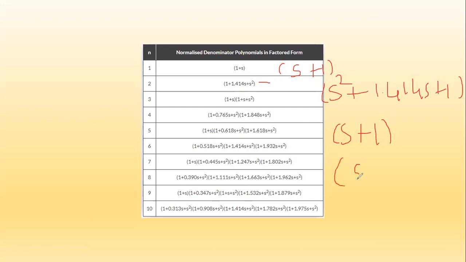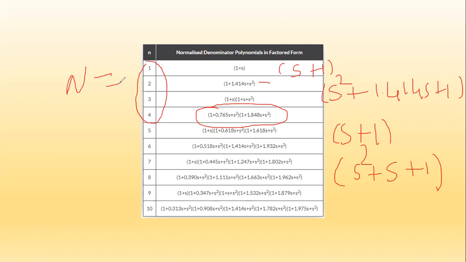And the second one is s square plus s plus 1. So this is for n is equal to 3. Now what about n is equal to 4? So n is equal to 4 is this: s square plus 0.765s plus 1 and s square plus 1.48s plus 1. So these are the different values we find for the coefficients of the filter for n from 1 to 4.